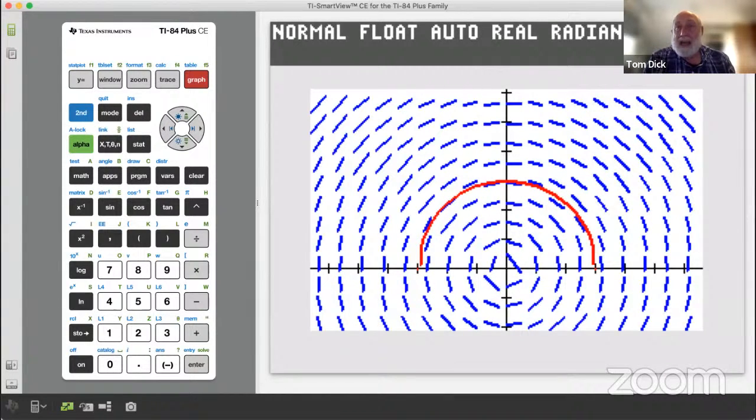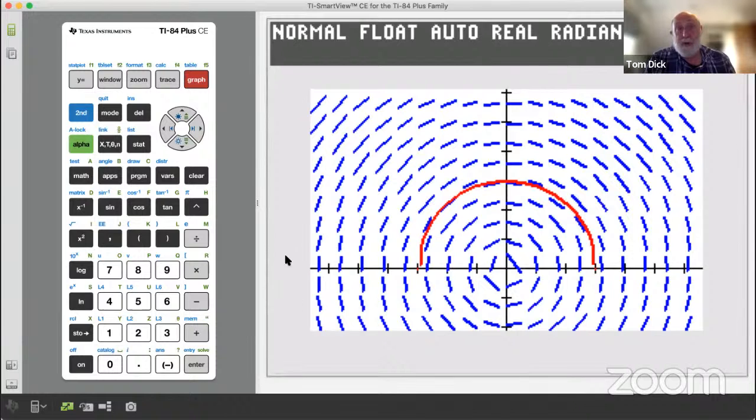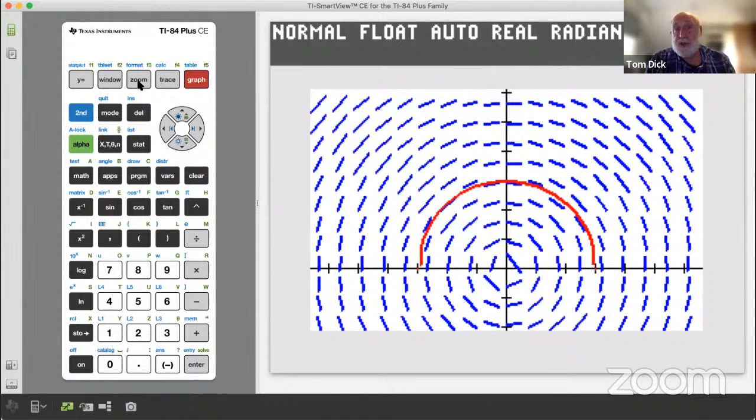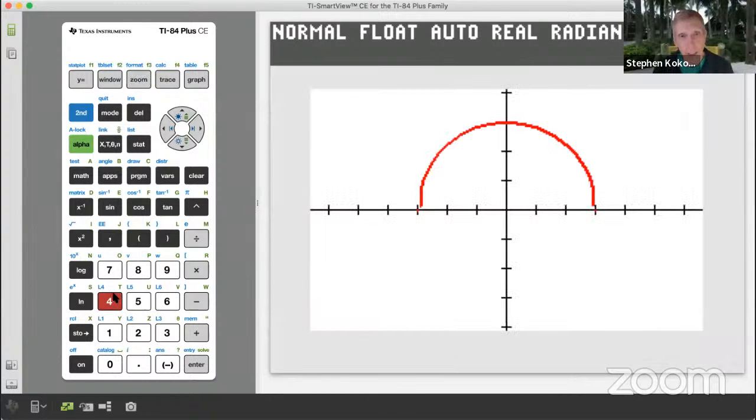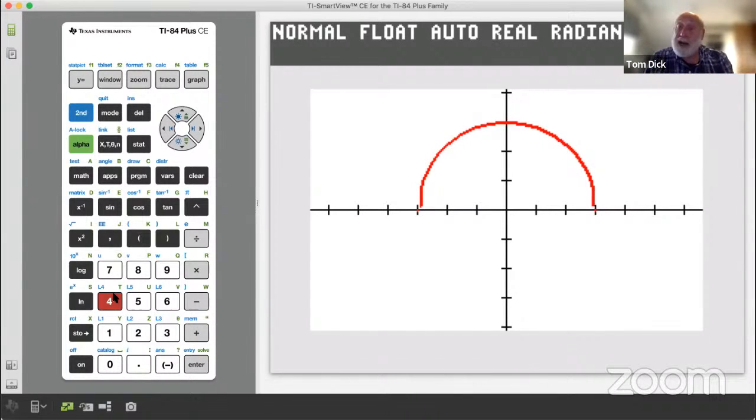Actually, any change at all you make to the window would get rid of the slope field. For example, if I just do a zoom decimal here, I see, okay, I've got a fresh screen. It still graphed that function I had entered into Y2. But to generate a new slope field in a new window, I also need to rerun the program.